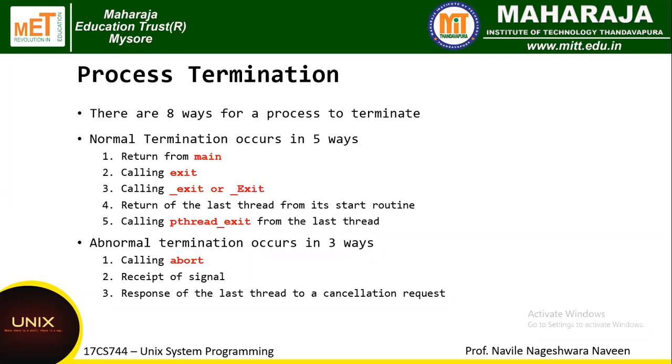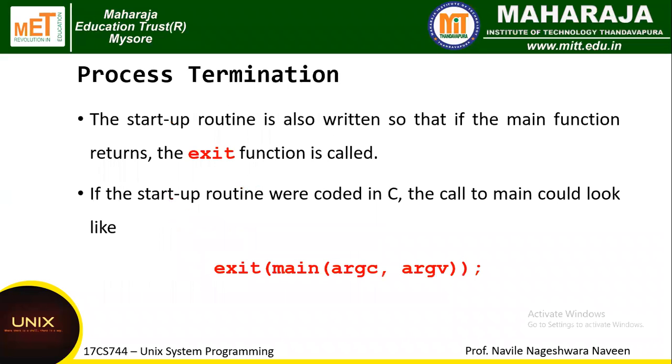Overall, there are 8 different ways a process can terminate: 5 ways where a process can terminate normally, and 3 ways where a process can terminate abnormally. So this is how a process usually terminates. Now we are going to understand more about process termination, particularly with the exit function.